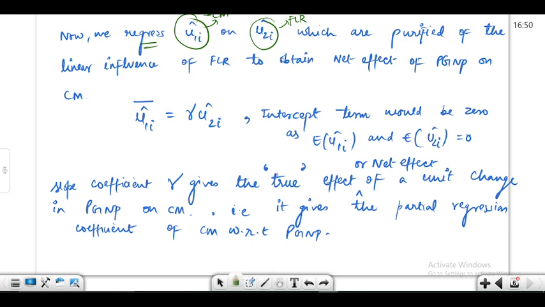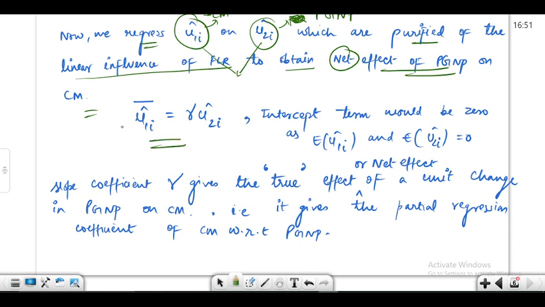right. So U1I hat and U2I hat basically are purified of the linear influence of FLR to obtain the net effect of PGNP on CM. So if I regress U1I hat on U2I hat, I'm basically getting the net effect of PGNP on CM, because both these terms are free of any effect of your FLR, that is female literacy rate. So if I create a regression, my regression will look like this.